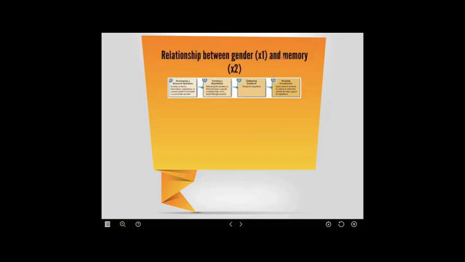Well, we can also have questions related to two variables. For example, you may be interested in finding the relationship between gender and memory. Let's call one variable x1, the other variable x2. Then you ask a question like, are gender and memory related? Or you can ask a question like, are females different in memory than males? Or if you think that females have higher memory, you may ask, do females have better memory than males? Again, keep in mind there are two variables here. Number one is the memory, the other variable is the gender.